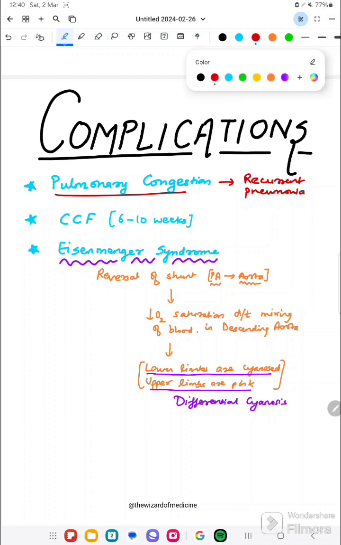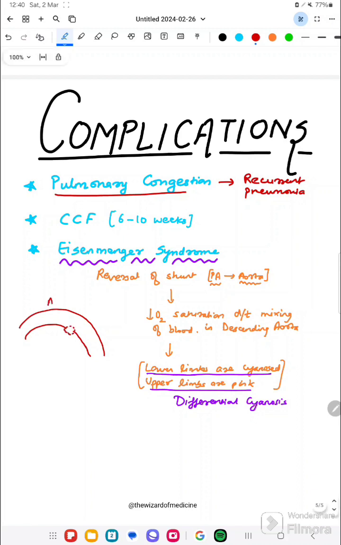Now why is this happening? See here, this is your aorta, okay. Now this is your patent ductus arteriosus here. So this is your arch of aorta, this is your ascending aorta, and this is your descending aorta. And you can see here we have the pulmonary artery, which is now, because the blood is being shunted in Eisenmenger from the pulmonary artery to the aorta, so blood is going here and it will move down. It will be shunted to the descending aorta, right? And henceforth there will be differential cyanosis.